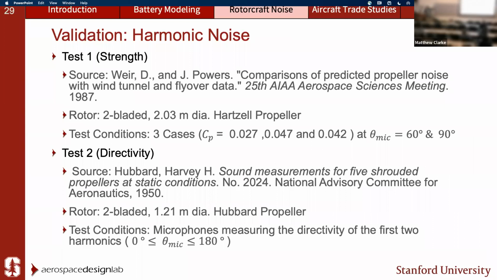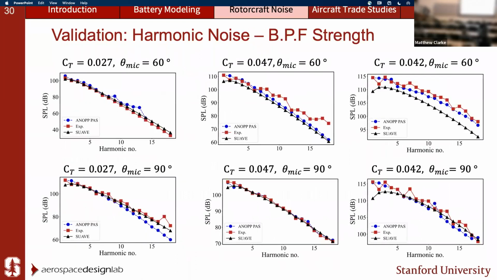For the first validation case, I'm going to talk about the strength of the harmonics, and the second case is the directivity. Looking at the strength, we have good agreement with the experimental data and A0 pass, which is a tool developed at NASA Langley.